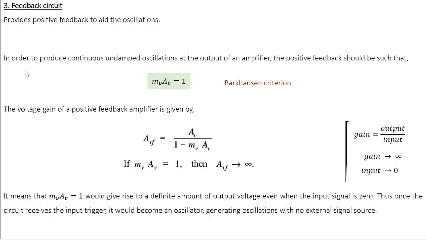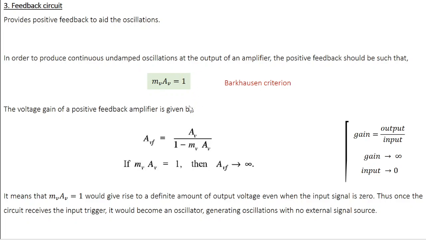Now, in order to produce continuous undamped oscillations at the output of an amplifier, the positive feedback should be such that the feedback factor MVAV equals 1. The feedback factor MVAV equal to 1. So this is known as the Barkhausen criterion.